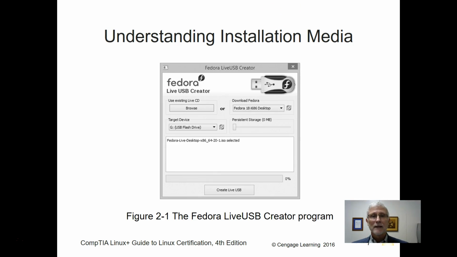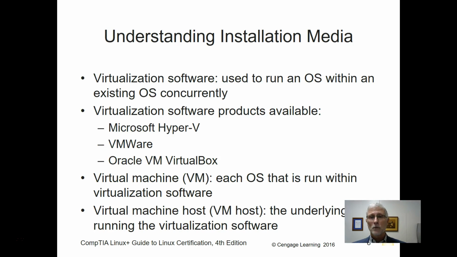Now, Fedora has a live USB creator program which would allow you to create that, based on what you're going to download it to. We're not going to use that in class. The ISO files have already been downloaded and installed on the machines in class. Now, we're going to be running it on a virtual machine.